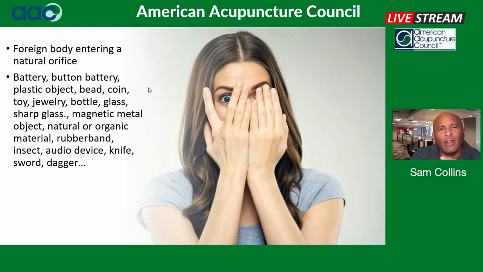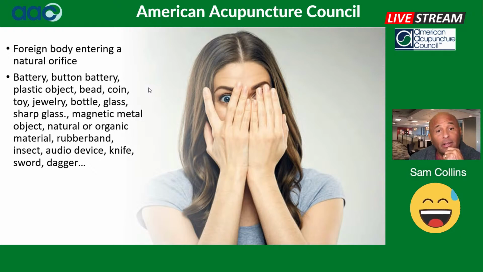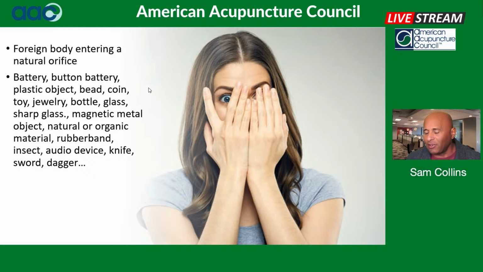But here's an interesting one. Have you ever had a friend or family member who works in a hospital, and they come in and say, oh my God, in the emergency room last night, this person came in, you're not going to believe what they put inside their body. There are diagnosis codes for foreign bodies entering a natural orifice. These are all new ones. They're in the W section. I want everyone to just give me a moment to think. We have a code for a battery or a button battery, so a D cell or a button battery, a plastic object, a bead, a coin, a toy, jewelry.